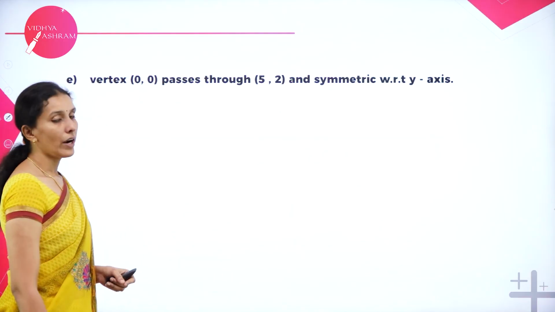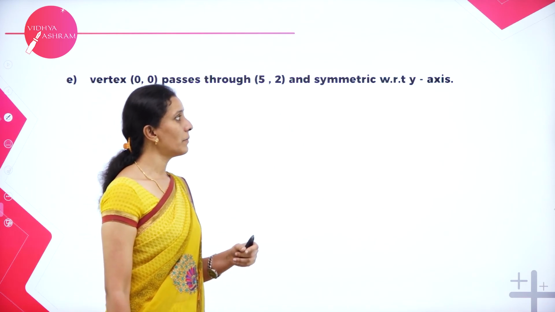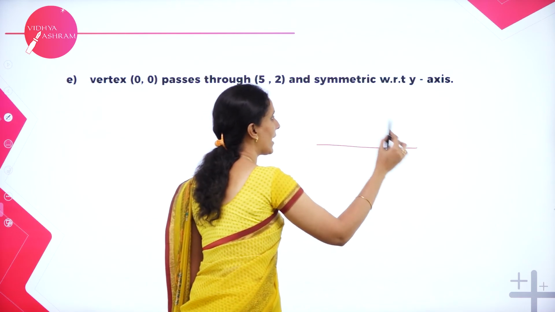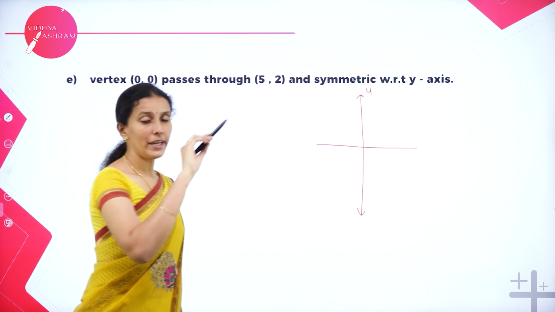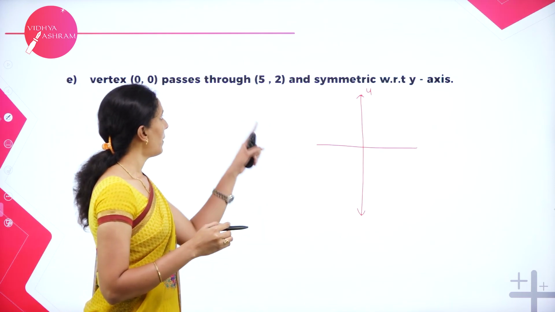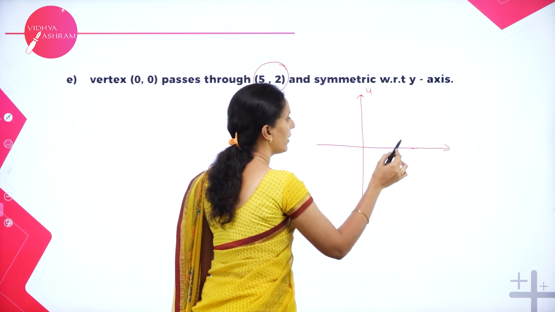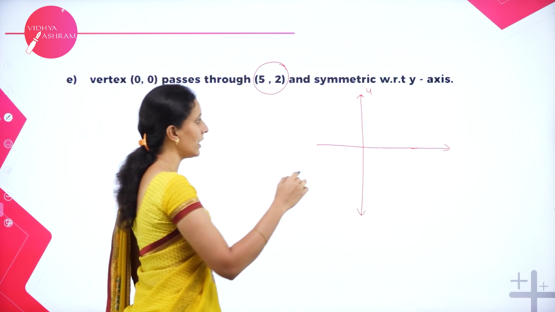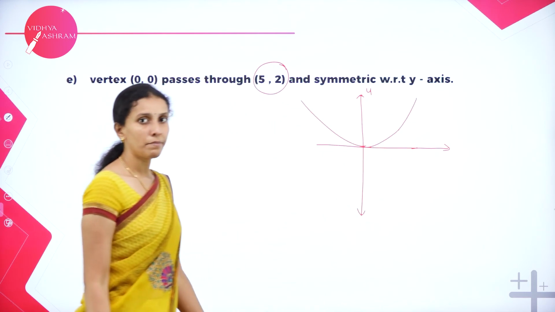Next one, vertex is at 0, 0, passes through 5, 2 and symmetric with respect to y-axis. So symmetric with respect to y-axis means the axis of parabola is y-axis. Either it must be an upward parabola or it must be a downward parabola. But they have given it passes through some point 5, 2. So somewhere a point 5, 2 here. So if it touches the first quadrant, clearly it's an upward parabola.